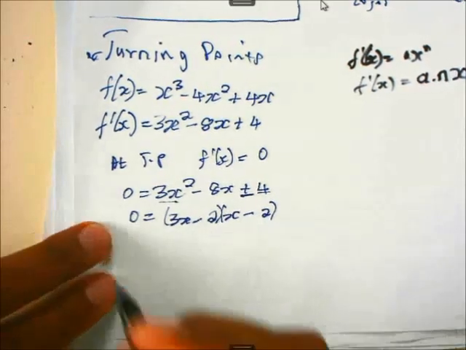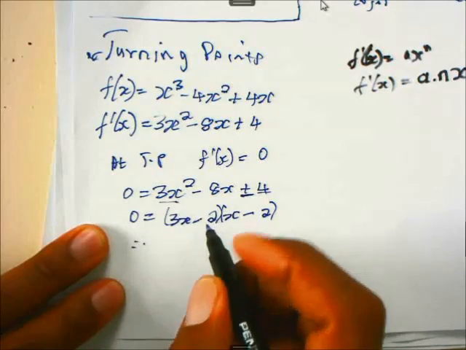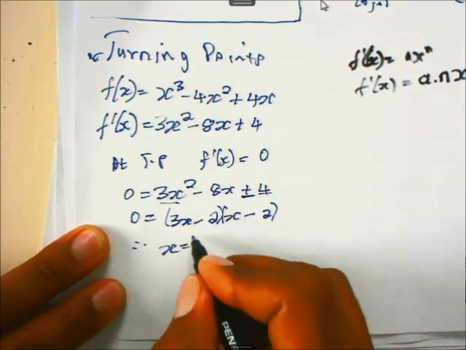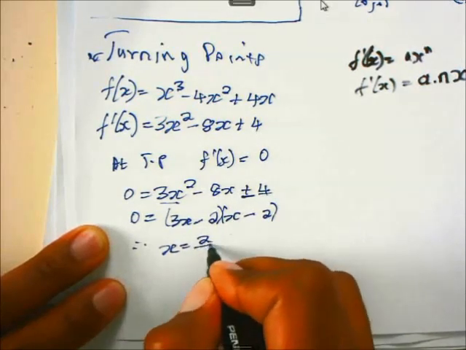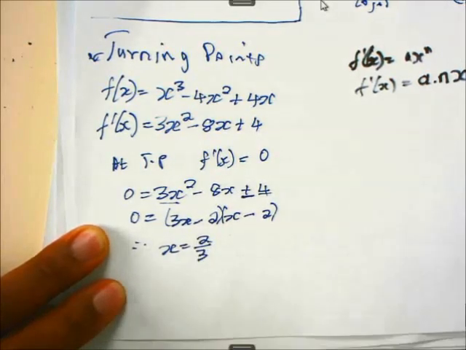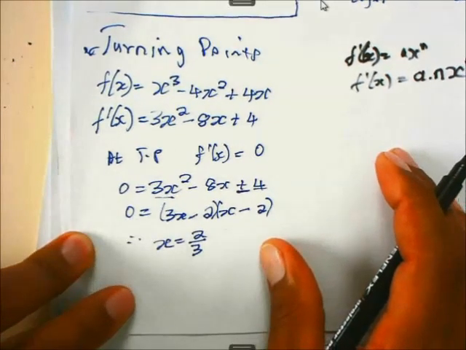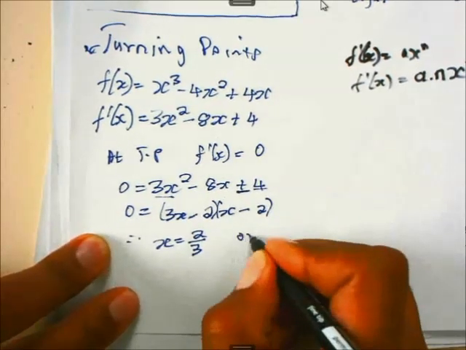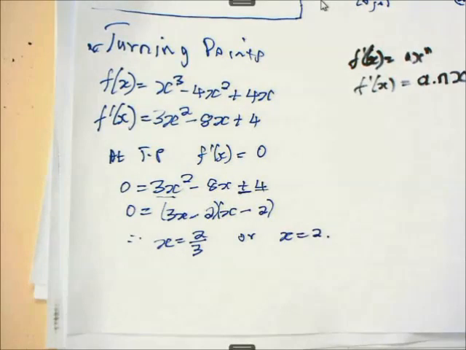Good. And therefore, now we can say, okay, we have 3x minus 2 is equal to 0. Therefore, x is equal to what? We take 2 on the other side. It becomes positive, and then we divide both sides by 3. That is why we have x is equal to 2 divided by 3. Right. Of course, the other one here is x is equal to 2. Right.